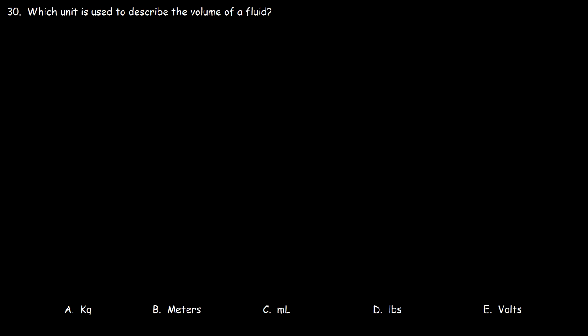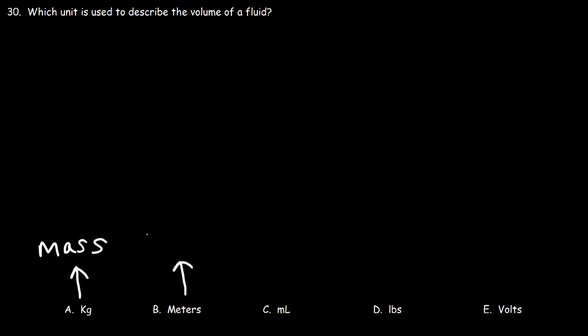Is it A, kilograms, B, meters, C, milliliters, D, pounds, or E, volts? Kilograms is the unit for mass. It describes the quantity of matter. So grams, kilograms, milligrams tells you the amount of matter in a material or something.